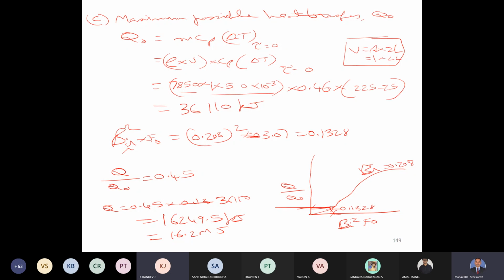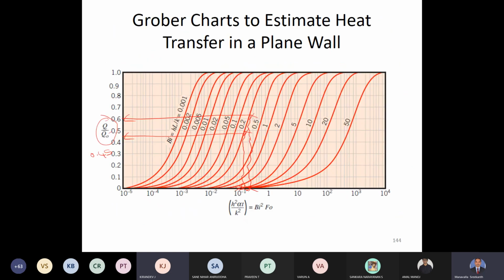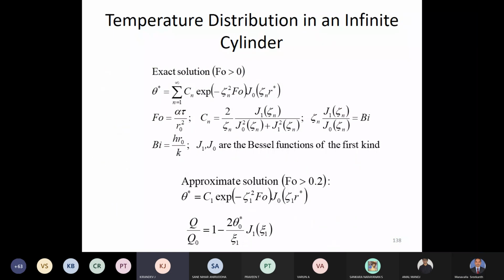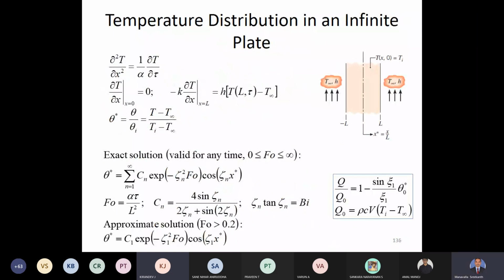So this is the way in which you will have to proceed. Obviously, you are reading from charts. Therefore, no two students will have the same result. You will have to manage. But if you want to get a realistic, more correct value, then the best way is to use the equation.